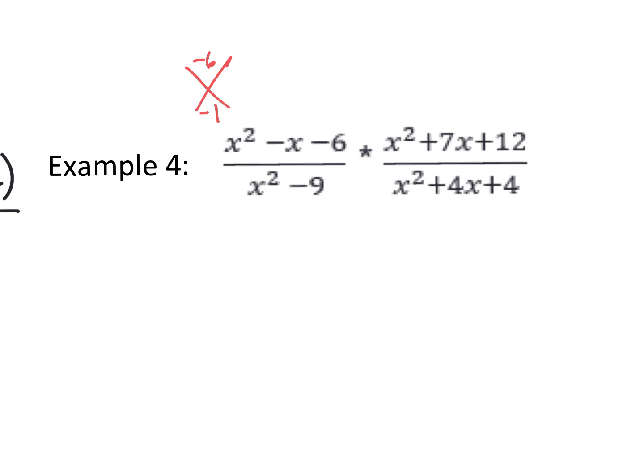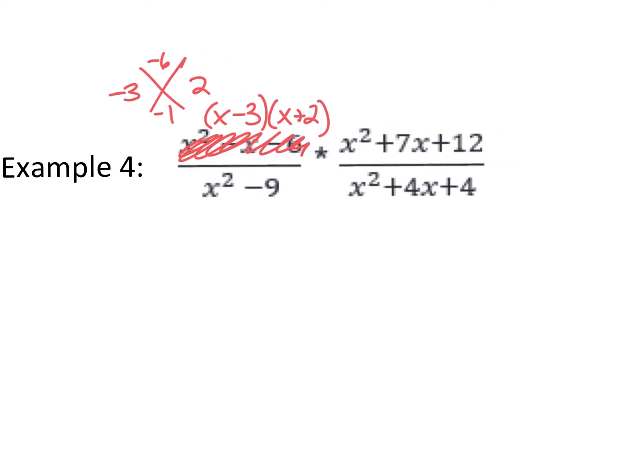Negative 1. Two things that multiply to negative 6, add to negative 1. Think about it. Factors of 6. Just a second. 3 and 2. And which one is going to be negative? The 3. Good. So we can scratch out this numerator, and the new one is going to be x minus 3, x plus 2. Good. Let's go.